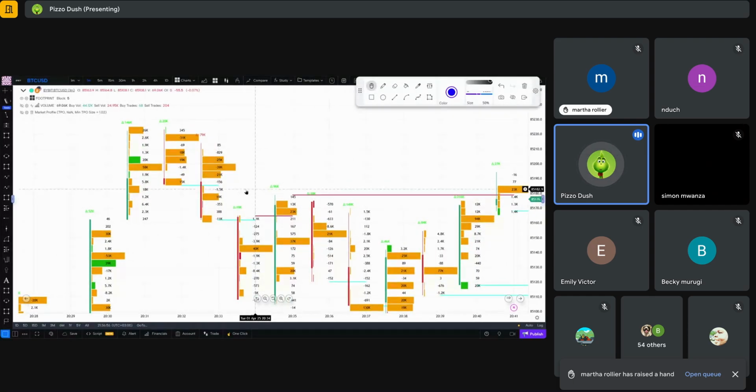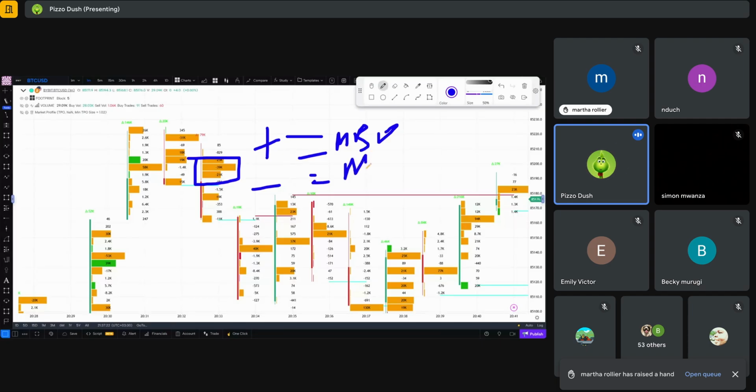Now if delta is negative, it shows there are a lot of sellers compared to buyers. For example, in this specific zone, you can see there were a lot of sellers compared to buyers, stacked sellers. If delta is positive, it shows there are a lot of buyers compared to sellers. So positive delta equals more buy volume. Negative delta equals more sell volume. So I hope you get that.